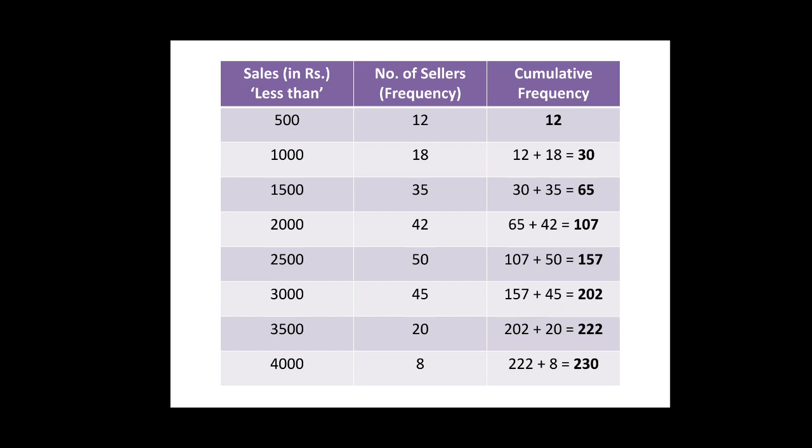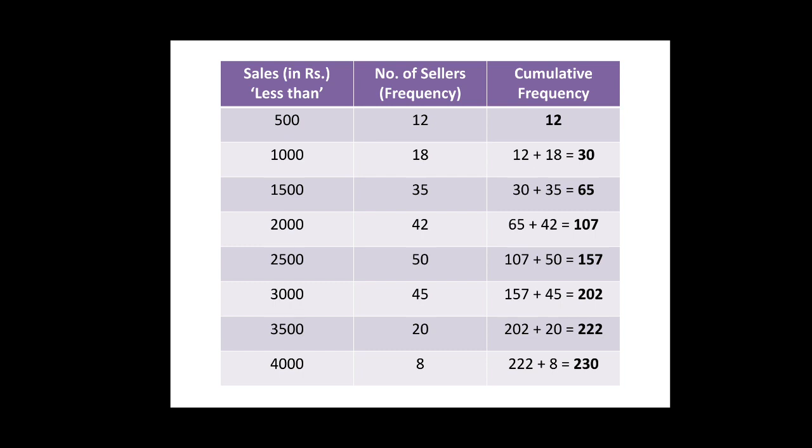The cumulative frequency of the first class is the same as the frequency of the first class. Now add the frequency of the second class to the cumulative frequency of the first class, and it is 12. That is the cumulative frequency of the first class, 12, plus 18, the frequency of the second class, which is equal to 30. So 30 is the cumulative frequency of the second class, which shows that there are 30 sellers whose daily sales are less than rupees 1000.